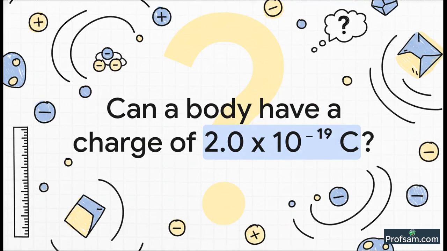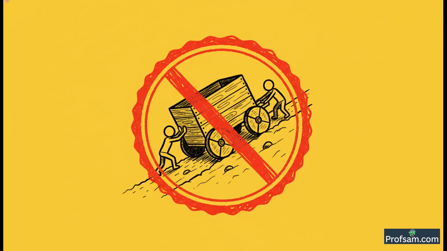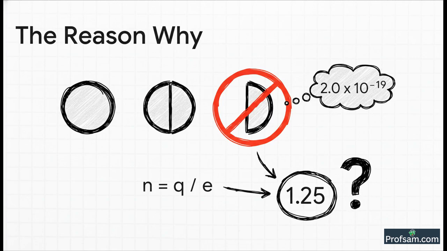All right, ready for the next silent killer? The question is, is it possible for a body to have a charge of 2.0 into 10 to the power of minus 19 coulombs? Think about it. Think about the golden rules we just learned. And the answer is no, impossible, not possible at all. So why is it impossible? Well, let's check it with our quantization rule. Remember, N equals Q divided by E. If we put in the values, 2.0 into 10 to the power minus 19, divided by 1.6 into 10 to the power of minus 19, what do we get? The calculation gives us 1.25. Now tell me, is 1.25 an integer? Is it a whole number? No, of course not. And since N must be an integer, this amount of charge cannot exist freely. You can't have 1.25 electrons transferred.